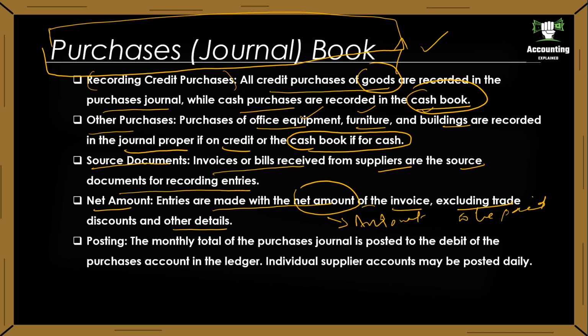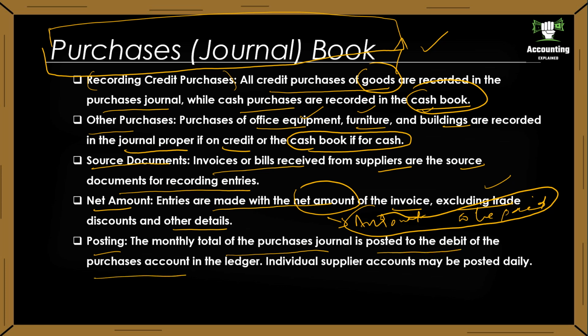So only that amount should be taken to the purchaser's journal book, not other trade discounts and other details. Only the net amount which we are going to pay to the supplier will be taken in the purchaser's journal book. Posting: the monthly total of the purchaser's journal is posted to the debit of the purchaser's account in the ledger.